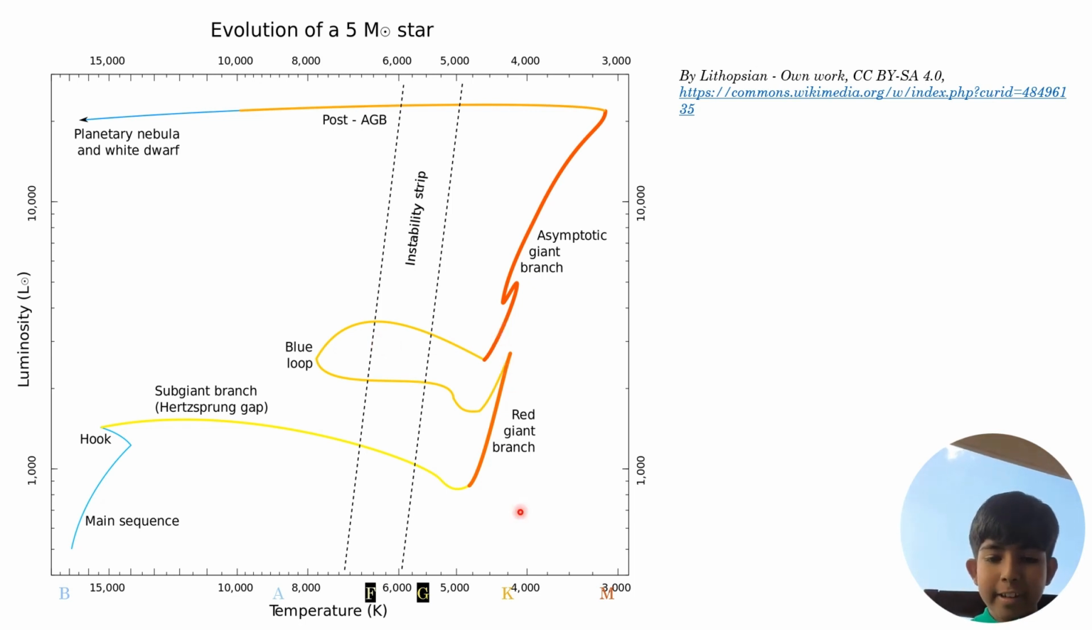Unfortunately, I could not find any examples of an intermediate mass star which is on the red giant branch or asymptotic giant branch. Afterwards, it's pretty much the same. The same carbon-oxygen white dwarf and a planetary nebula.